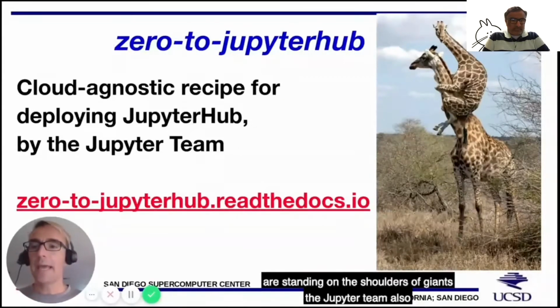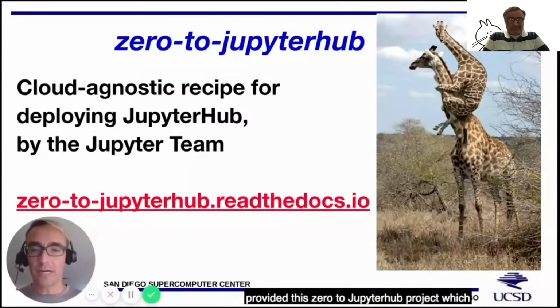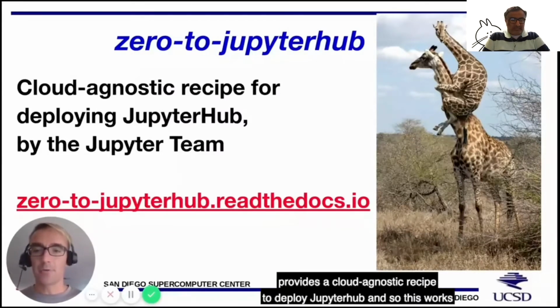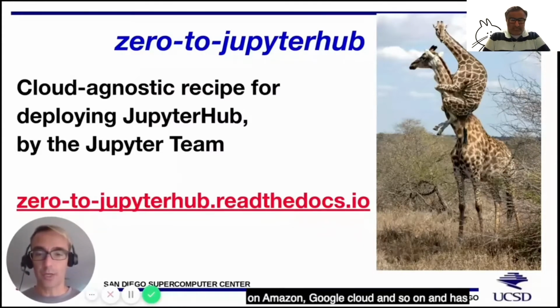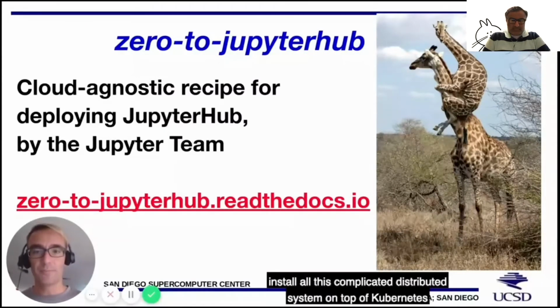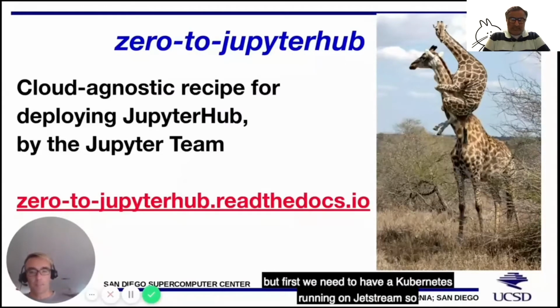So we have the Jupyter team also provided this Zero-to-JupyterHub project, which provides a cloud-agnostic recipe to deploy JupyterHub. And so this works on Amazon, Google Cloud, and so on, and has extensive documentation. And this allows you to install all this complicated distributed system on top of Kubernetes. But first, we need to have a Kubernetes running on Jetstream.